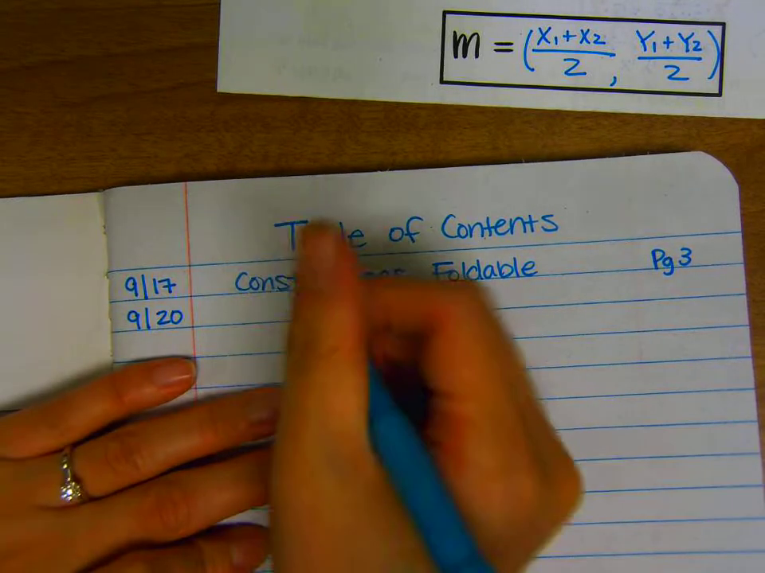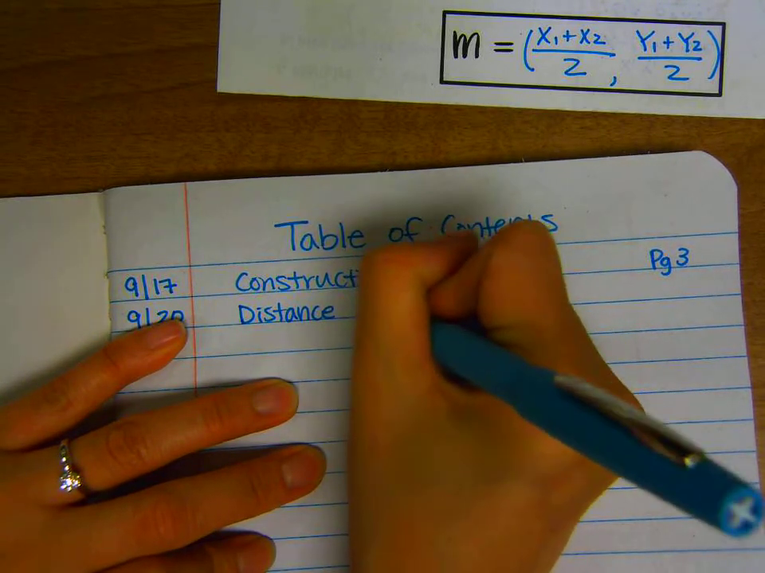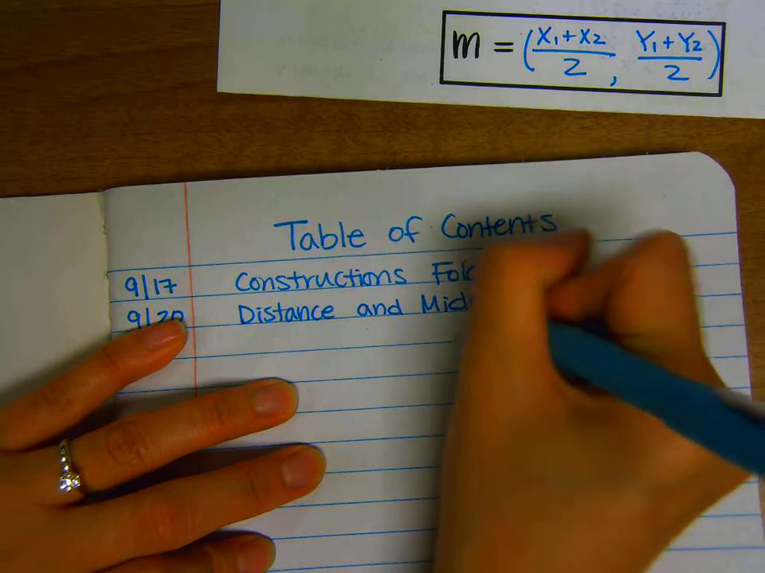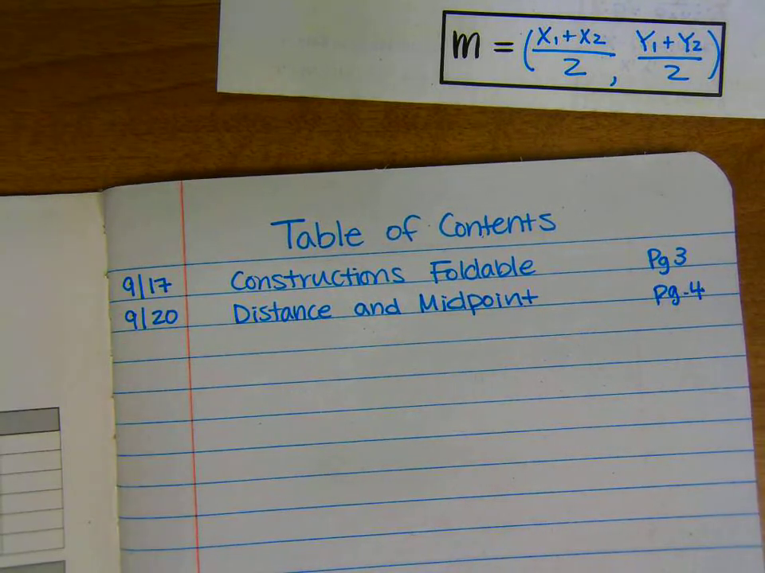I want you to write down Distance and Midpoint. That's page 4. So when you turn the page, I know the table of contents is page 1. At the bottom, I'm going to make a note of page 1. And this is page 2. And page 3. I know for page 3, we made a construction on the left. On the right, it is also page 3. I want you to use both pages as the same, page 3.